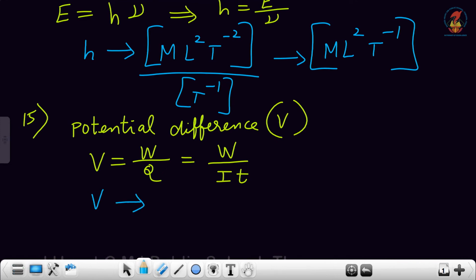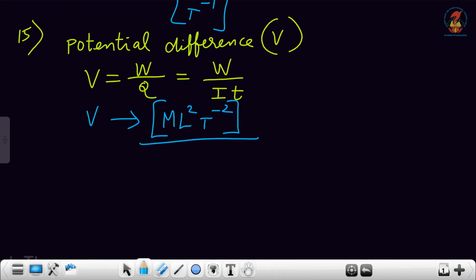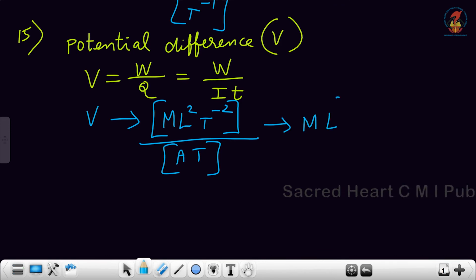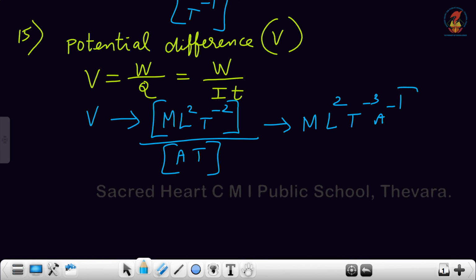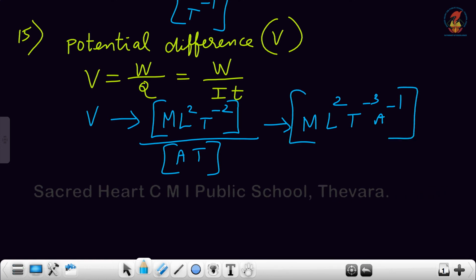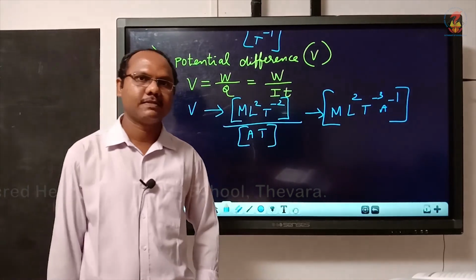Dimension of V: dimension of work is M L square T minus 2, divided by I, current. Dimension of current is A and time is T. Take it up, so you will get M L square T minus 3 A minus 1. This is the dimension for potential difference.